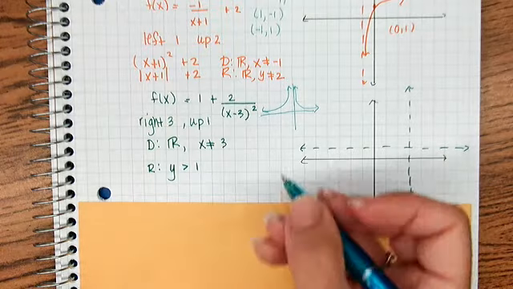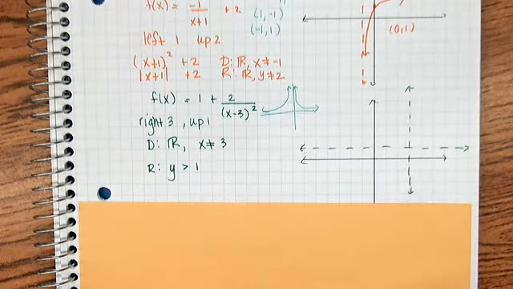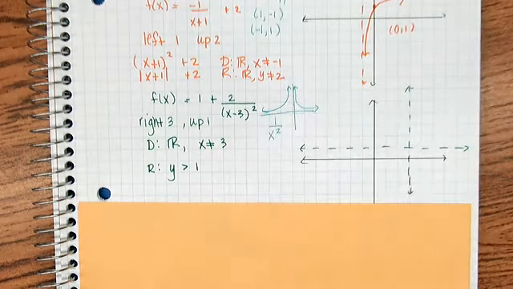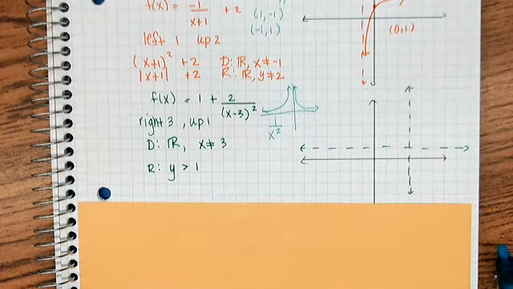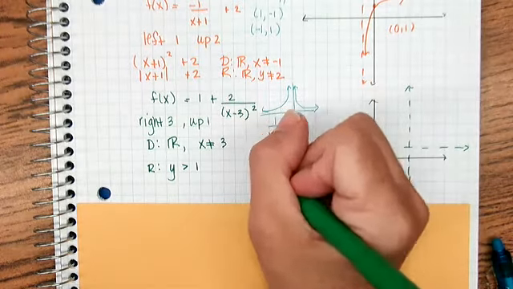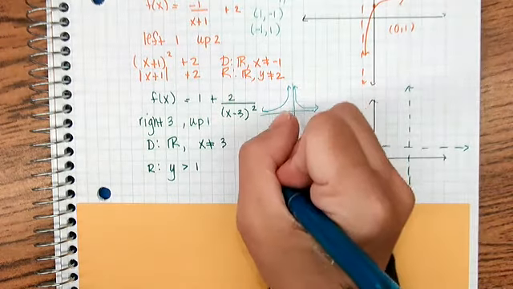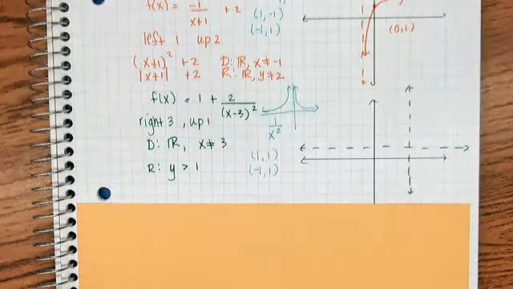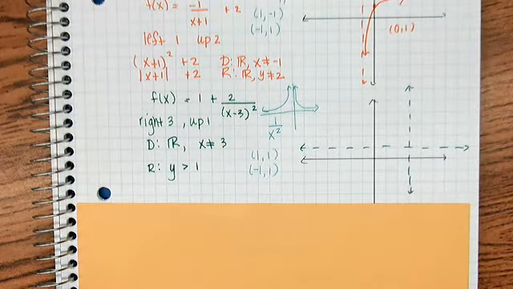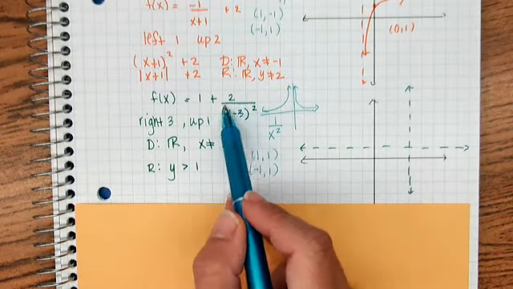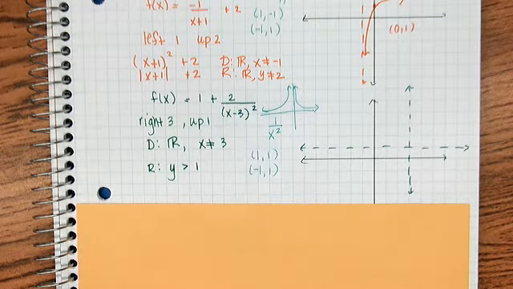Okay, parent points for this particular function. I should have written this down, sorry. 1 over x squared is the parent. Okay, so my parent points are 1, 1, negative 1, 1. All right, but the problem is, great, I'm shifting this right 3 up 1, but I have to take care of that 2. I have to take care of that 2.